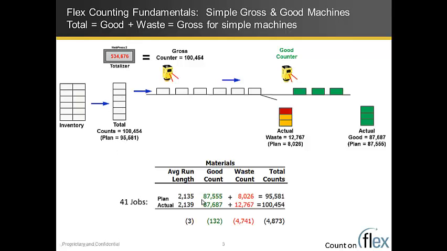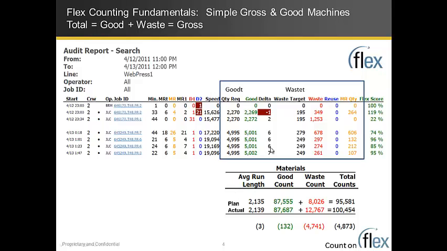That's the plan. What we saw actually go through the machine was a total of 87,687, which was about 132 extras. So that consumed more out of inventory than we planned. But the big problem here is that we consumed quite a bit more waste, 12,767. That's why the gross counter totals 100,454. So that allocation of waste we can see again from the audit report. If you total up the good total plan, you see the total good actual, the plan for waste, the actual waste, and what we're going to talk about next is the reuse count.